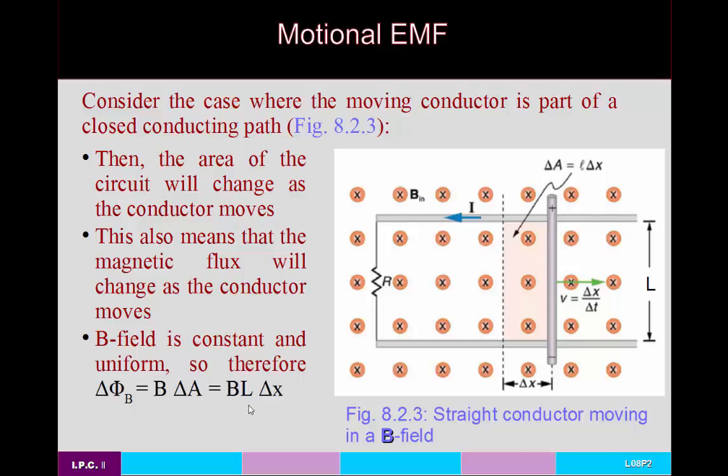And so you'll get B times L times delta x, where L is the distance between the two rails, in other words, the effective length of this conductor that we've set up, and delta x is the distance between where the conductor started and where it has moved to now. So that means that you have a change in flux, which is given by BL delta x, for the loop that is formed between the moving conductor, the pair of rails, and whatever you have connecting the end of the rails.